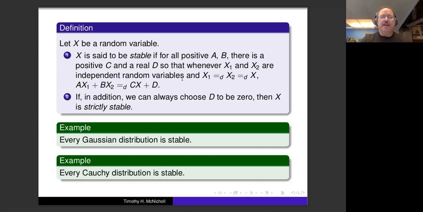Okay. In addition, if we can always choose that number d to be 0, then x is called a strictly stable random variable. Usually when I talk about this, the first thing people say is Gaussian. Yeah, that's right. Every Gaussian distribution is stable. Cauchy distributions are another example of stable distributions. If you're wondering where these came from, I understand the first paper to talk about a stable distribution was from 1932 in astrophysics, and the concept just developed from there.